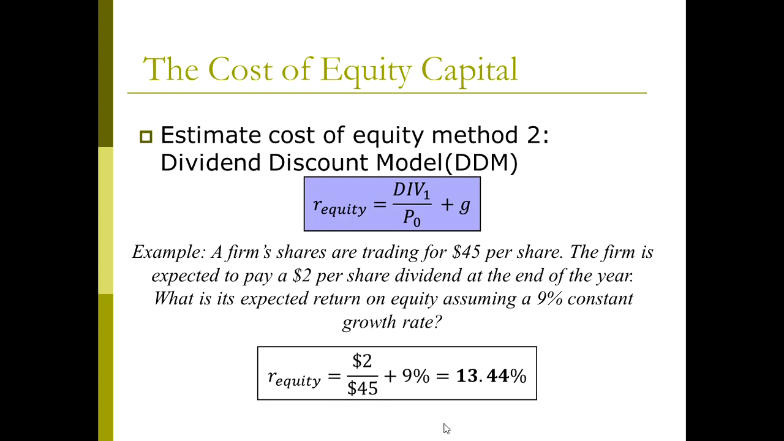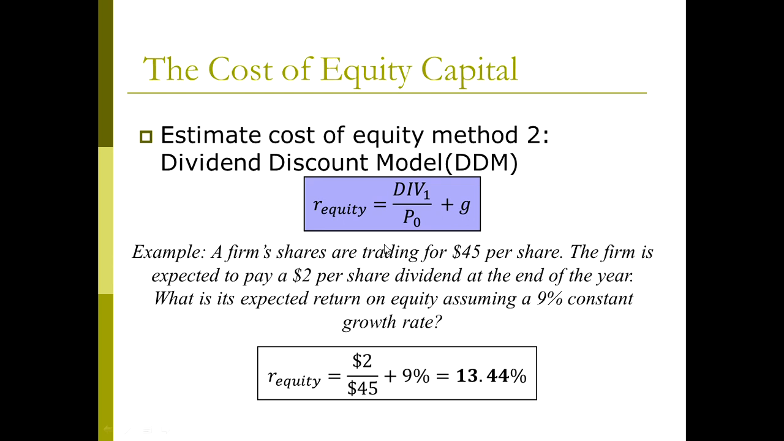The second way to calculate the cost of equity is from the dividend discount model. Again, a very quick review of the dividend discount model from our previous example. If you rearrange the formula, the required rate of return for the equity is going to be the dividend yield plus the growth rate.